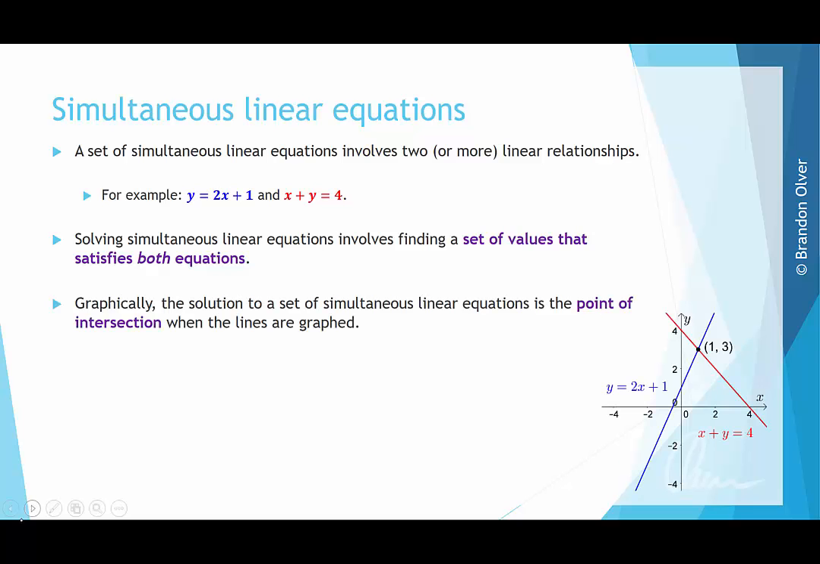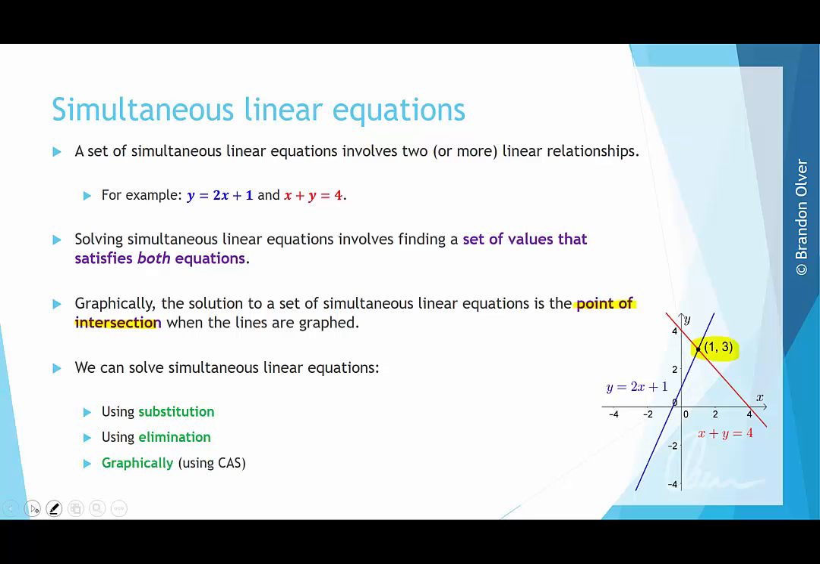Graphically, the solution to a set of simultaneous linear equations is the point of intersection when the two lines are graphed. So for these two, the point is (1, 3), so x is 1, y is 3, which satisfies both equations. We can solve simultaneous linear equations using different methods. We can use substitution, we can use elimination, we can solve it graphically on a CAS calculator, and we can also solve them algebraically on a CAS calculator.